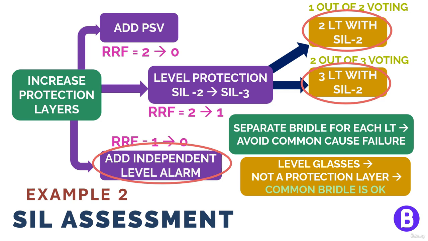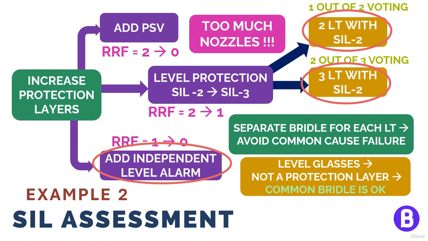So here we can see that there are too many nozzles. That's why the P&ID designer should check out and evaluate the best solution that reduces the risk reduction factor, whether it was adding a PSV or increasing the SIL rating with an additional alarm.